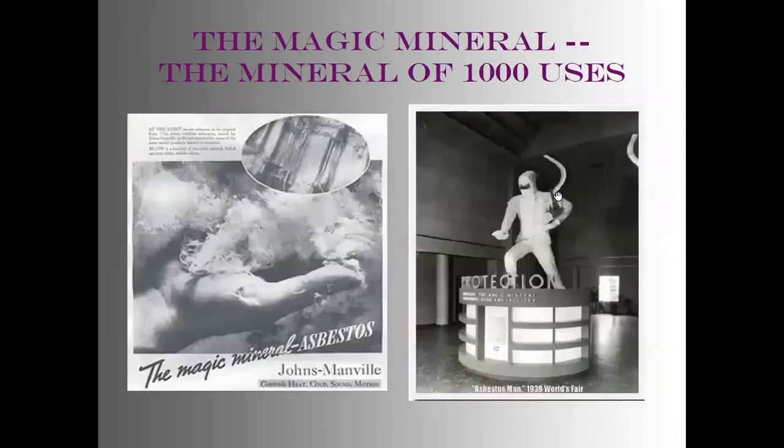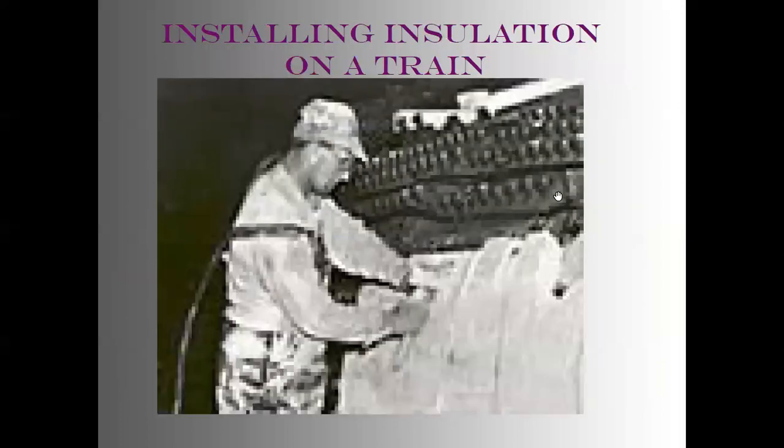It was called the magic mineral, the mineral of 1,000 uses. And you can see that World's Fair exhibit and something called asbestos fluff. Yes, you can even see the words magic mineral under the asbestos man in the 1939 World's Fair. And the fluff, it seems, was made into various industrial materials. Next, please. Pardon the poor quality of the slide. Certainly for insulation on trains, asbestos was very useful.